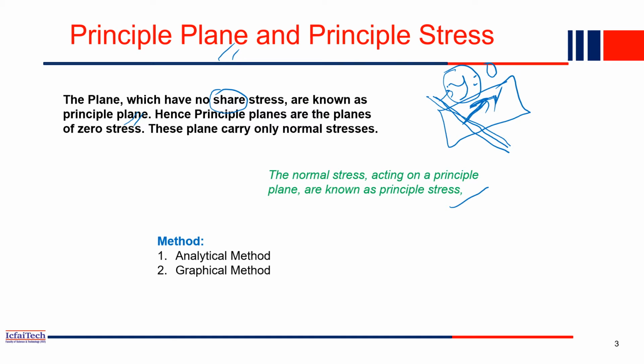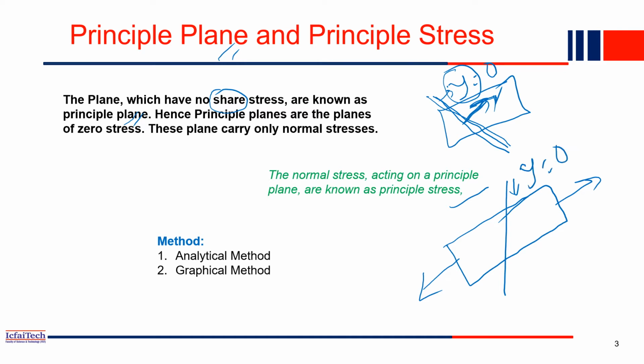Again, I'll just repeat it. What is the principal plane? For example, you have a body and some forces are acting, maybe this type of forces. In this body there will be one plane or section in which there won't be any shear stress. What is shear stress? We discussed that it is stress along the section. Shear stress, we call it tau. Tau will be 0, whereas sigma won't be 0. Sigma is your normal stress. That plane we call the principal plane, and that stress we call the principal stress.